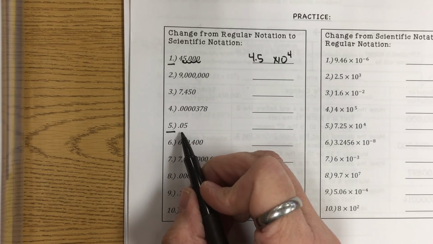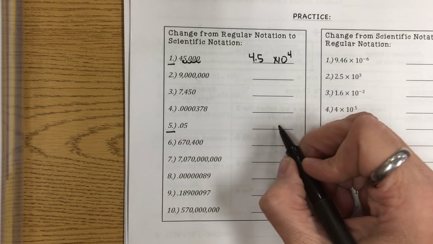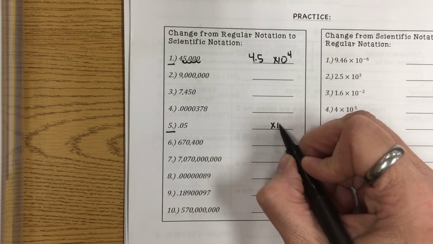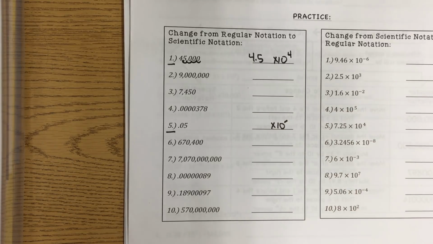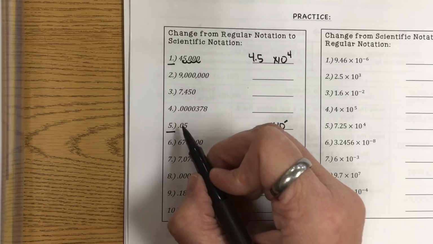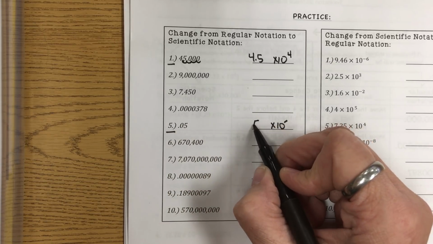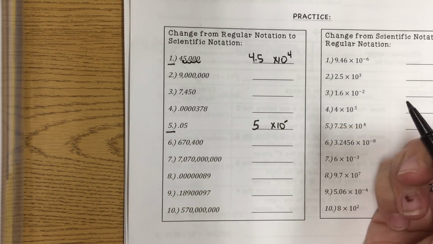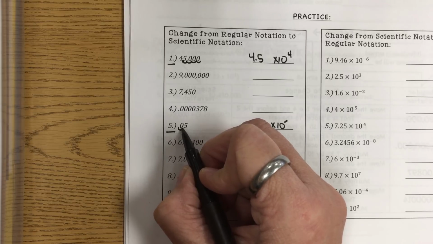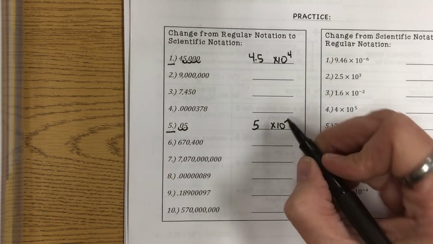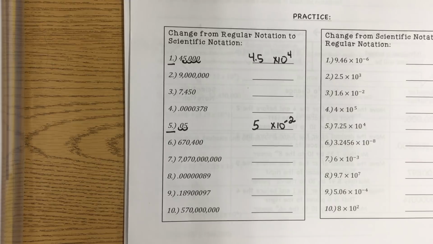If I look down at this one, I know that that's going to be a negative exponent because that number is less than 1. If I'm going to say 5, and you can write 5.0 if you want, you move that decimal over 2 times, but it is a negative 2 because of the direction that you did.